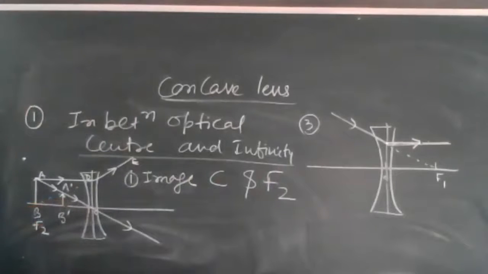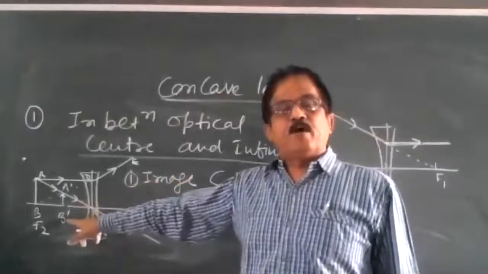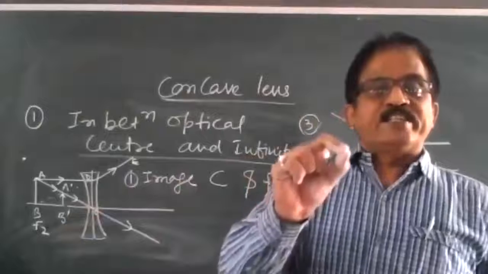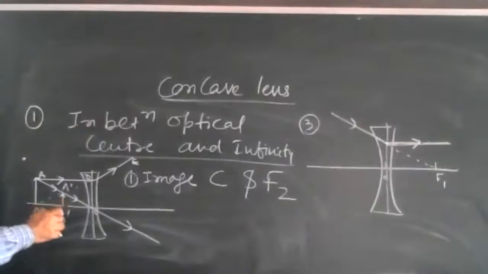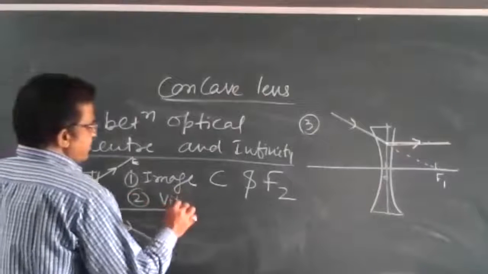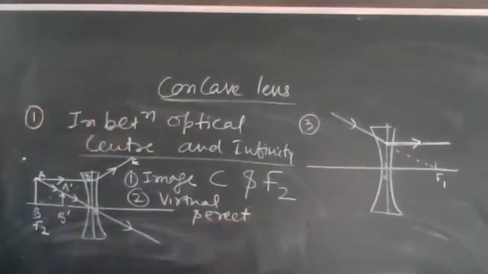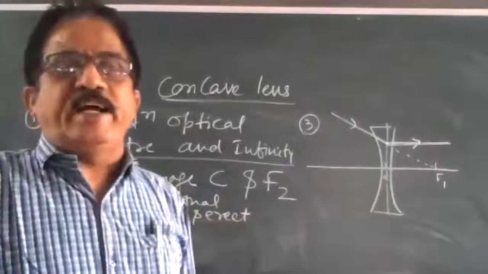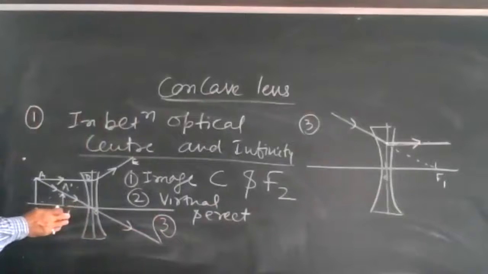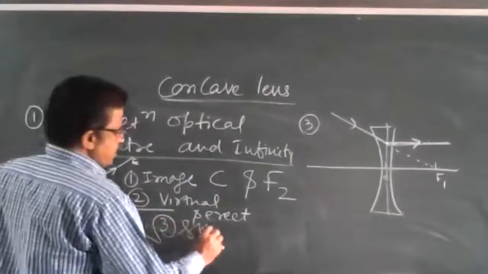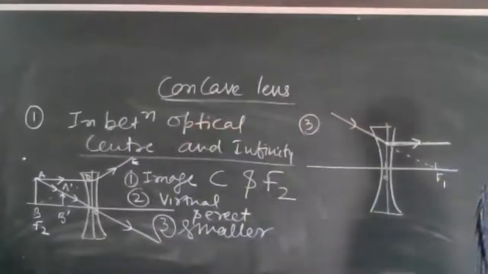On the same side of the lens as the object is. जिधर ऑब्जेक्ट पड़ा हुआ है उधर ही इमेज बन रही है, as the object is. Second thing, that is virtual and erect. And the third thing which we are getting here, smaller in size than the object.